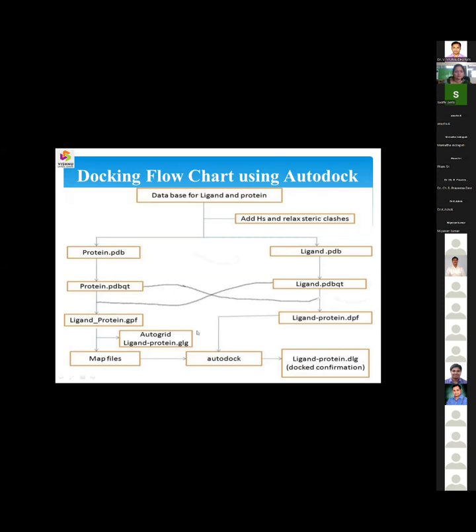After getting the grid log file, we also get the ligand protein DPF, the docking parameter file. All these are again allowed for the complete AutoDock process. After running AutoGrid GLG and the ligand protein DPF format, finally you get the ligand protein DLG format. This is the docking confirmation we will get. From the docking confirmation, the DLG dock log generator, we'll get the docking score also.